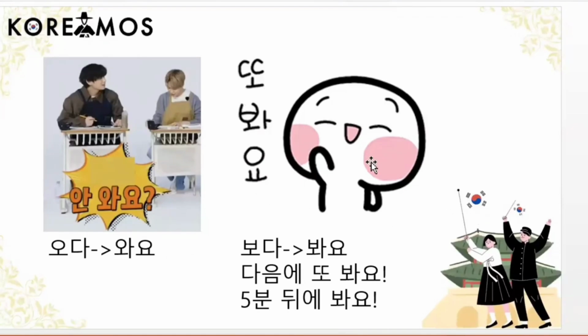And then here, next one. 또 봐요. 또 means again. 봐요 is from the verb 보다. 보다 is to see, to watch. So 또 봐요 is see you again. For instance, here, 다음에 또 봐요. 다음에 is next time, 또 again, 봐요, see you. So see you again next time. I know that phrase, that's one phrase I know. Or like 5분, 5 minutes, 뒤에 is after, 봐요, see you. So whenever we have a break, we'll say 5분 뒤에 봐요, see you in 5 minutes.